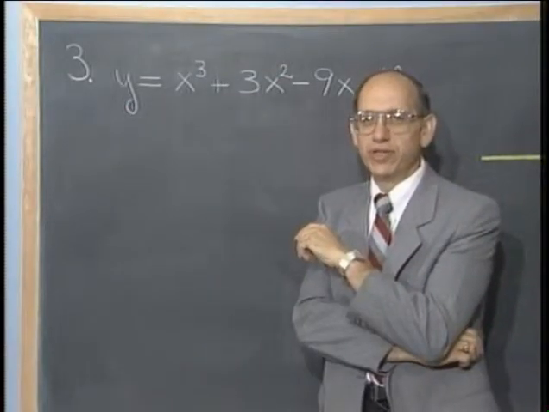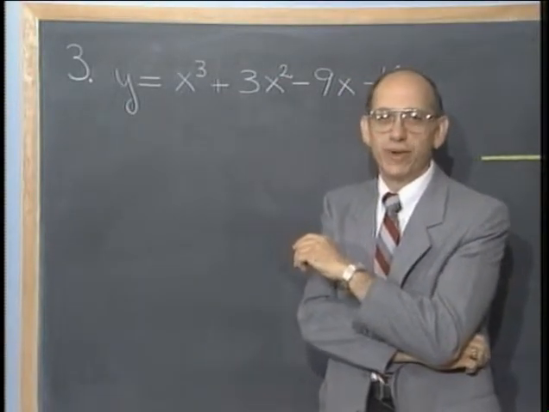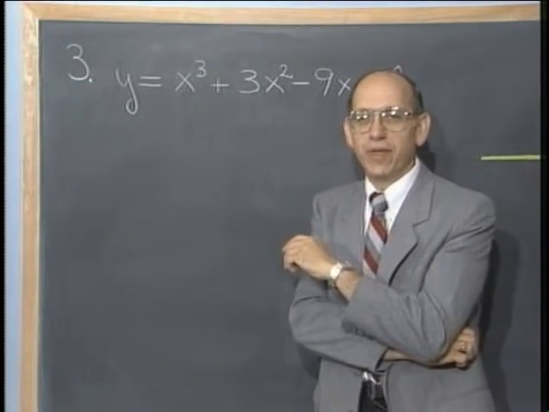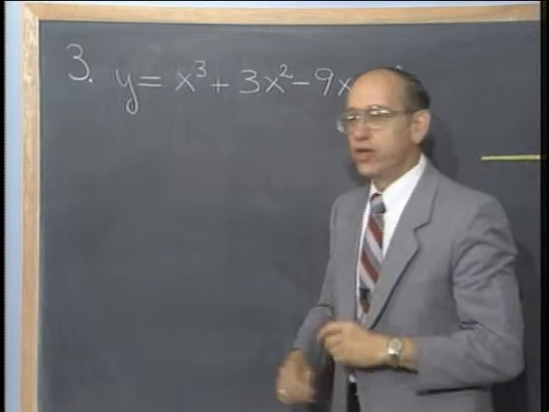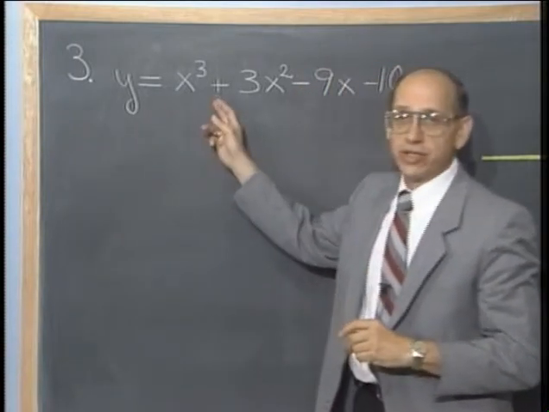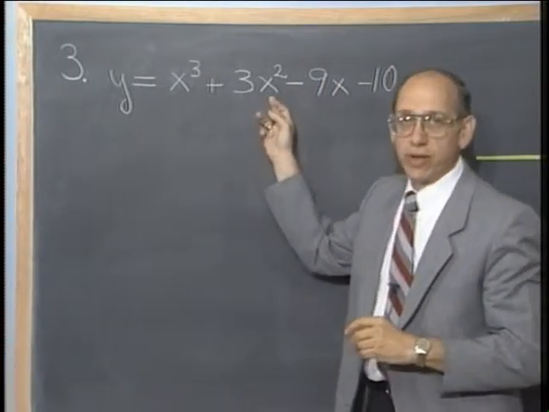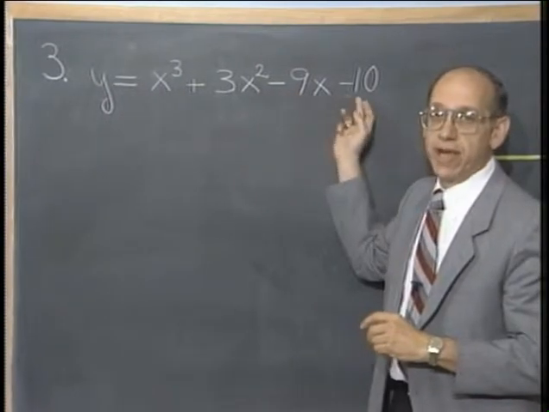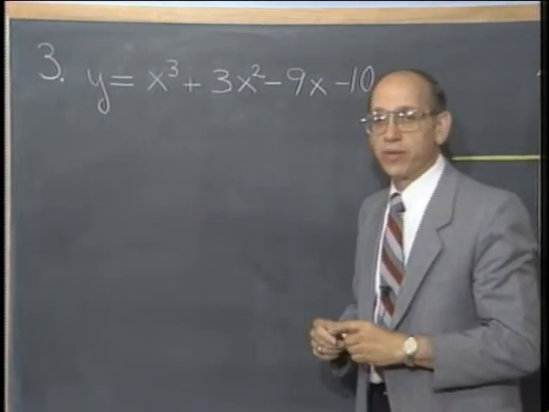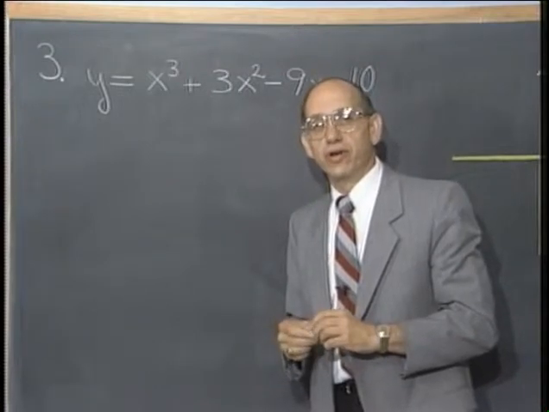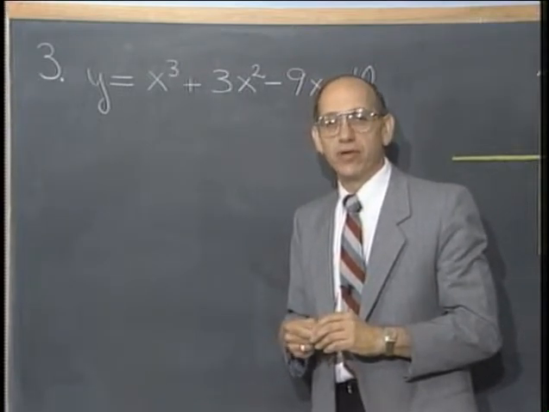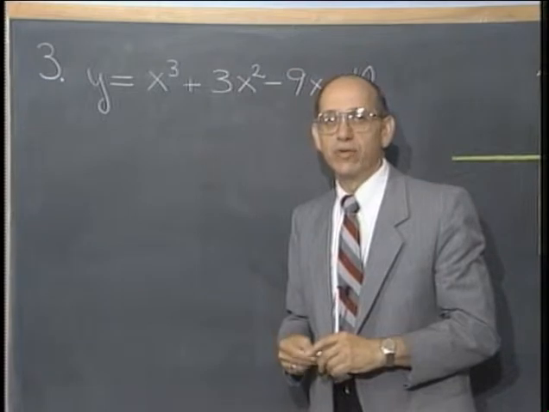Well, problem 2 is a toughie, and I hope you've taken some time to look at it again carefully. I'm going to go on now to problem 3. Here we have a cubic, y equals x cubed plus 3x squared minus 9x minus 10. And the first part of the problem says, find those regions in which the curve is concave up and those regions in which it's concave down.